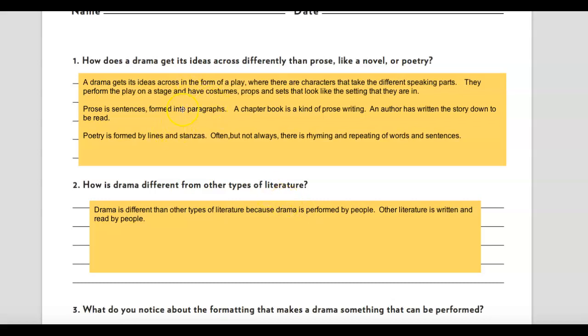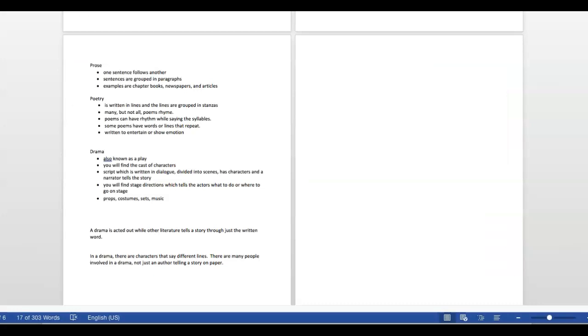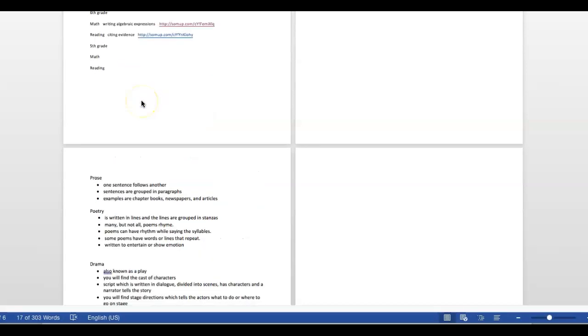All right, so I'm going to move this page up so we can look at the next page. Wait, where did it go? Wait a minute.